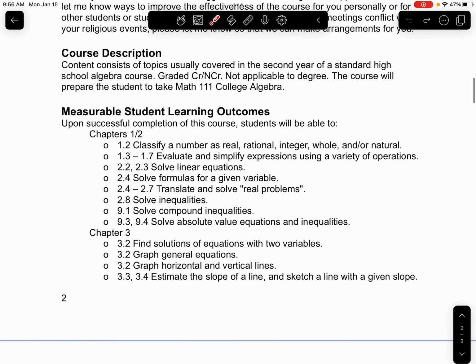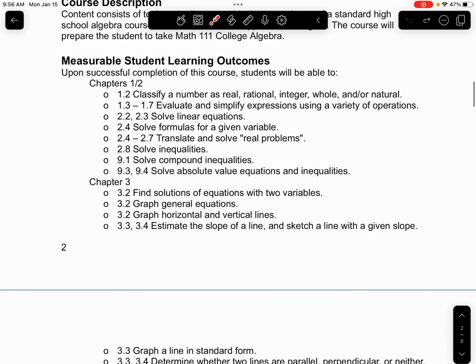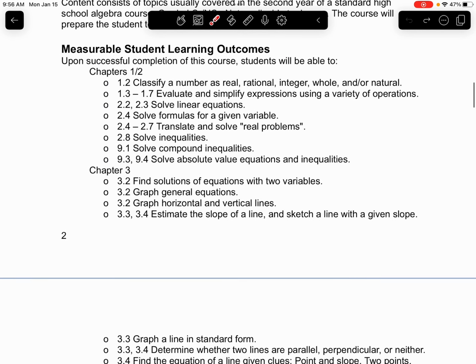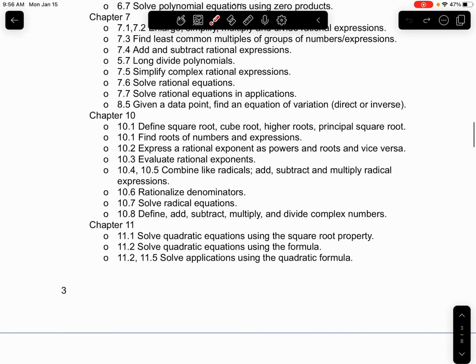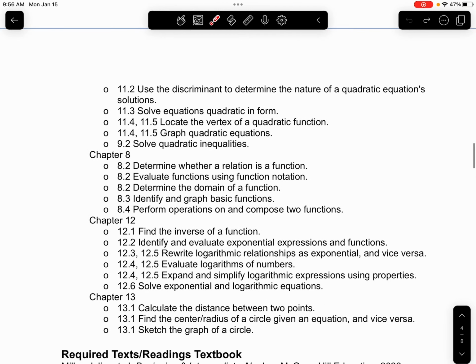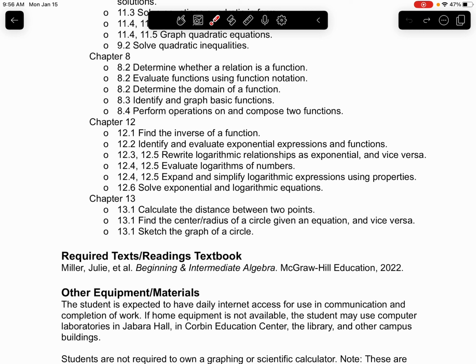So here you can find a list of a whole bunch of topics that we're going to cover. This is in the measurable student learning outcomes here. This isn't exhaustive, I don't believe, but it is a very good overview of what we're going to cover. And then I've also added a pacing guide on Blackboard as well. That's geared towards an in-person class, so it's geared towards a 5-day-a-week in-person class, and we're roughly going to follow that schedule.